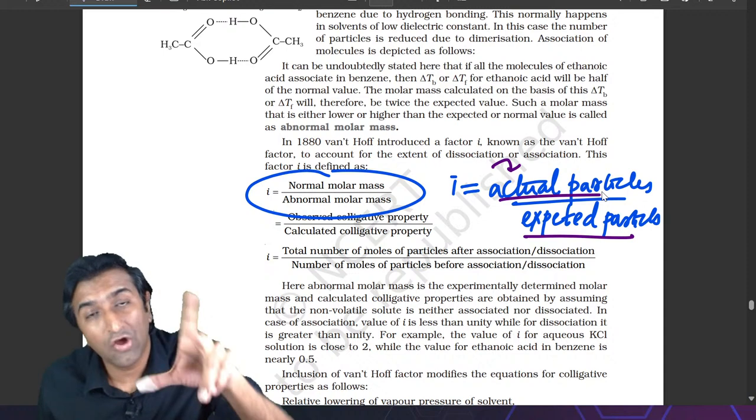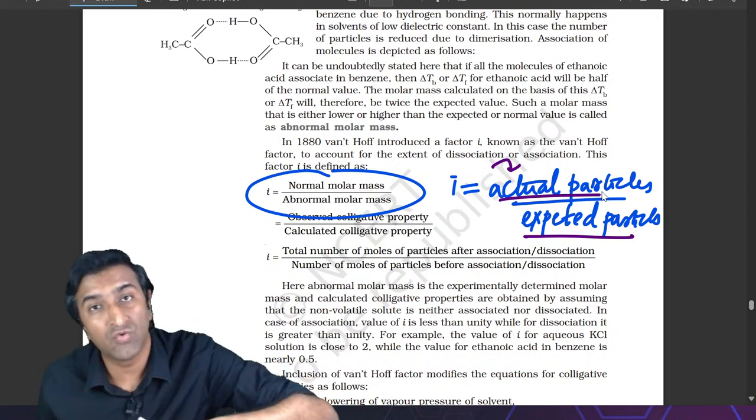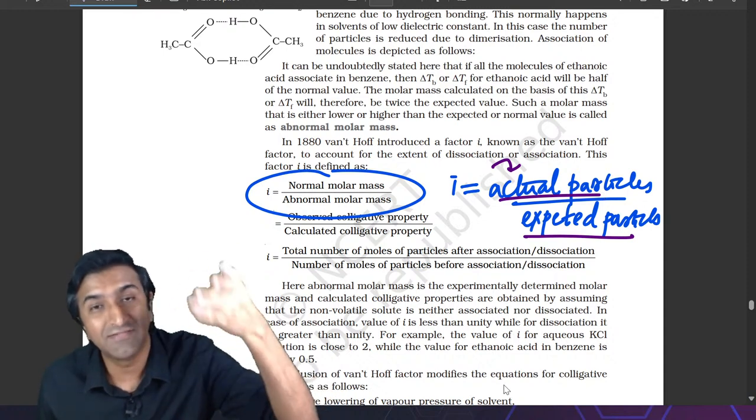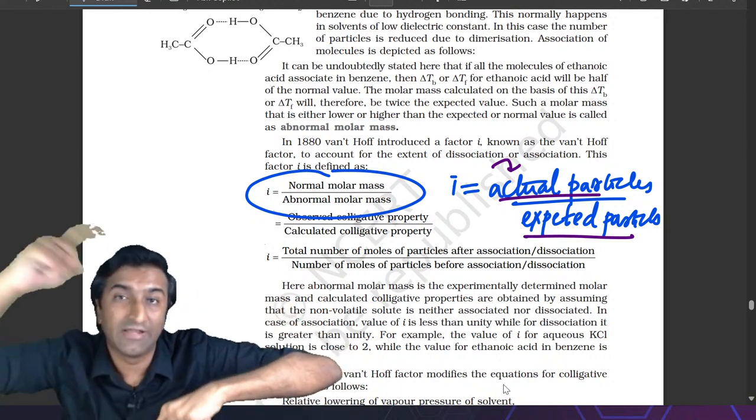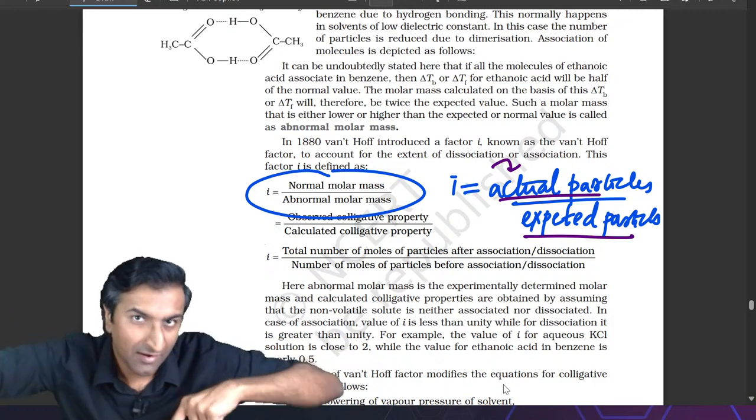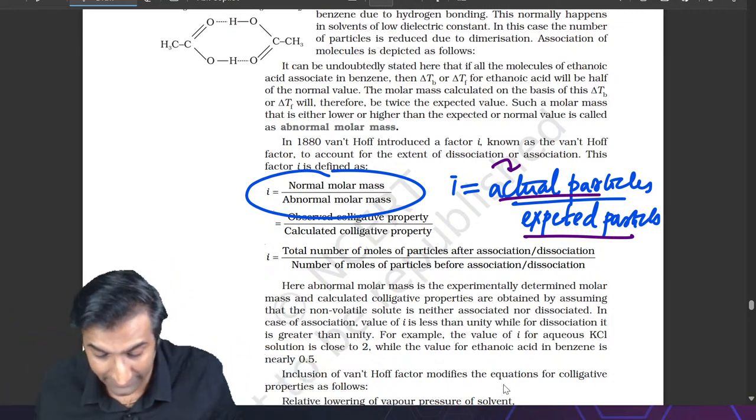Ab, mass or particles mein ulta relation kyun hai? Because molar mass is the total mass divided by moles. So, the number goes at the bottom. Isliye ulta relationship hai. समझ आया? नहीं आया तो प्लीज रीड एनसीईआरटी, प्लीज रीड एनसीईआरटी.